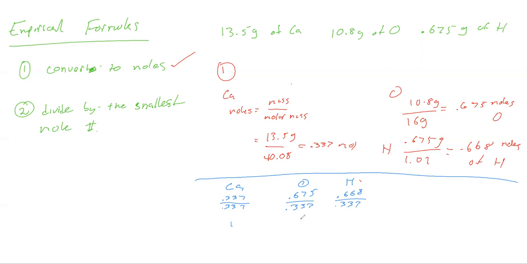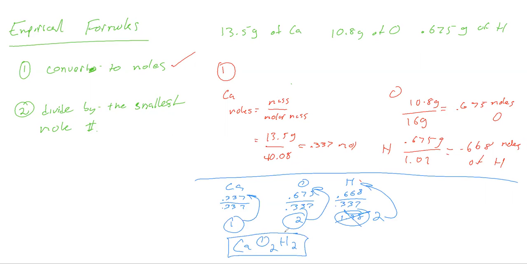And I get 1, 2, and about 1.98. Because this one is so close to 2, we're just going to round it up to 2. Our last step to get the final solution is that these numbers all become the subscripts on our atoms. So we would have Ca1, but because in chemistry we don't care about ones, we leave that out. Then we'd have O2 and H2. And this is what the empirical formula looks like for this molecule, Ca(OH)2. If you have any questions over that, let me know.